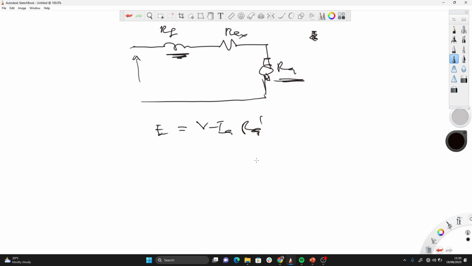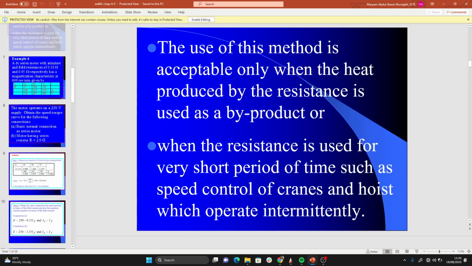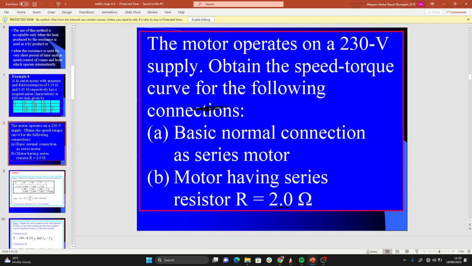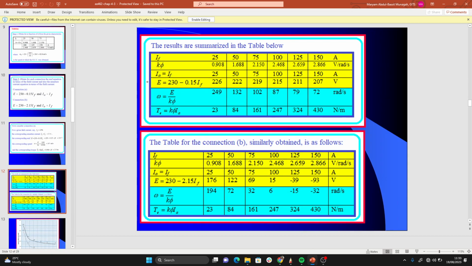So in the initial case, it was supposed to be RA plus RF. RA in the question was 0.15. But in the second scenario, when I add resistance, it becomes 0.15 plus 2, that will be 2.15. The only thing I'm saying is that in the second case, the E equation becomes E minus 2.15 IA, that's the difference. So that's as you can see here. Then you get your E and you plot torque against speed, speed against torque.